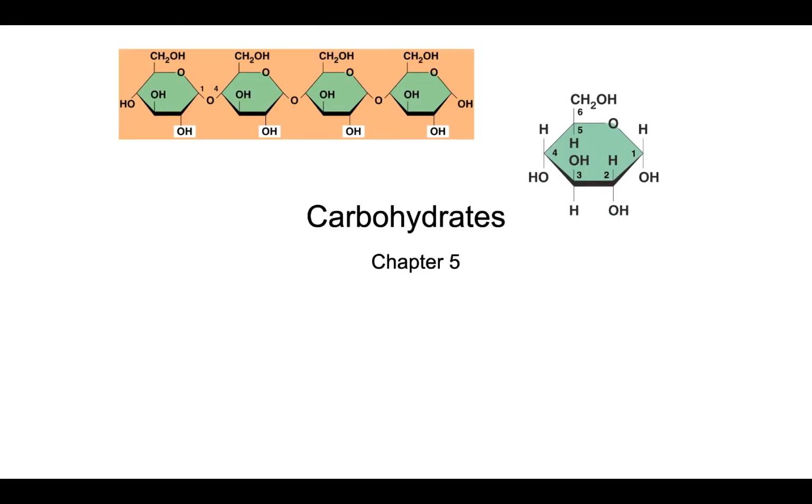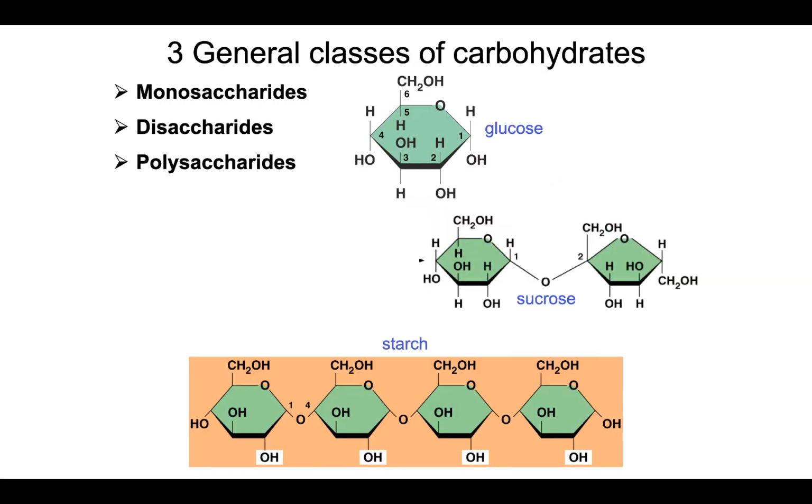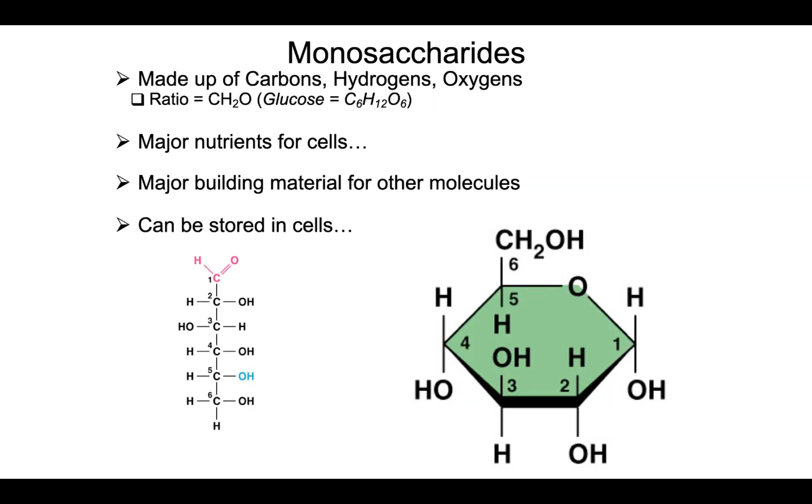So let's go back to carbohydrates. Now, there are three general classes of carbohydrates that we are going to discuss. Monosaccharides, those are going to be your monomers of disaccharides, putting two monosaccharides together. So here, glucose is a monosaccharide, sucrose is a disaccharide. And then we have polysaccharides. That's our carbohydrate polymer, right, where we have lots and lots of monosaccharides connected to one another in a big, long chain.